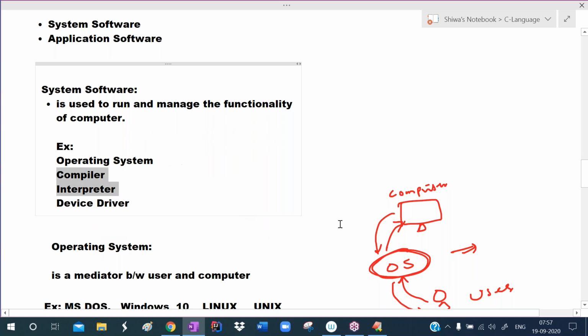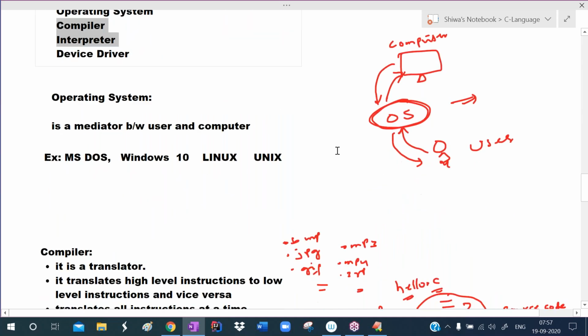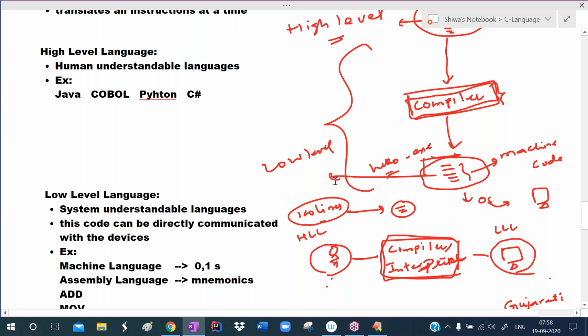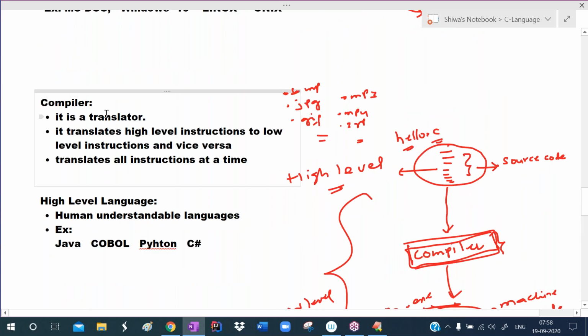And these compilers and interpreters, these are the translators. They translate high level code to low level code and low level code to high level code. Our language is a high level language, computer language is low level language. So to fill the communication gap, we are using compilers and interpreters.